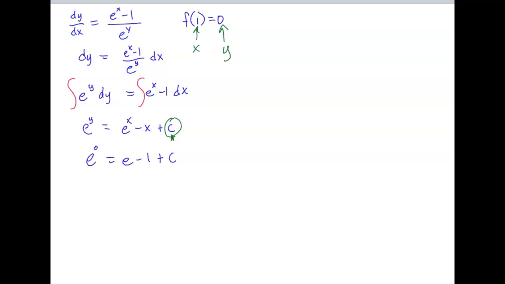E to the 0 is 1 equals e minus 1 plus c. And then we're just going to get c, add 1, subtract e. C equals 2 minus e, right? All right, so now let's go replace my c. Now I have e to the y equals e to the x minus x plus 2 minus e, right?